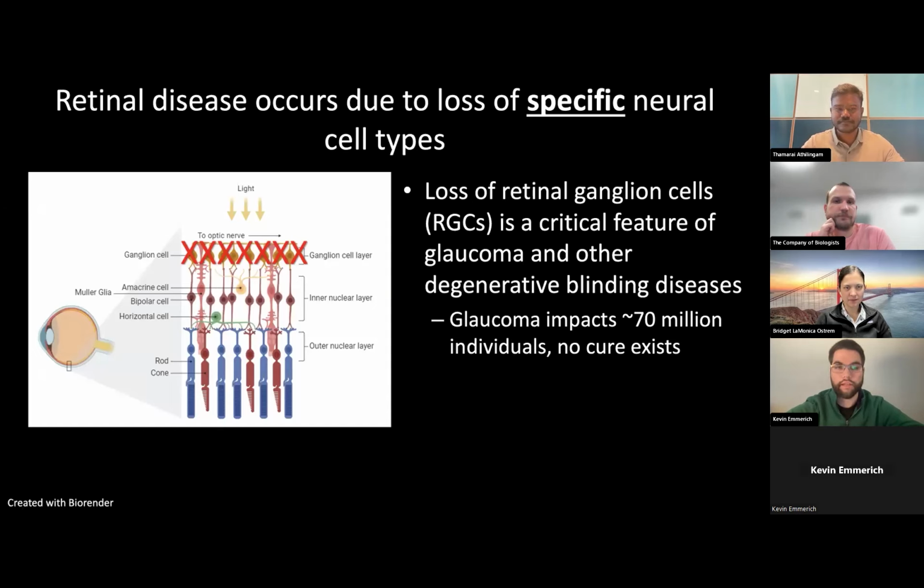Retinal diseases are typically neurodegenerative and usually occur due to the loss of specific cell types. So I outlined here the loss of retinal ganglion cells on the top of this diagram, which is a critical feature of glaucoma and some other diseases. Glaucoma alone affects 70 million individuals and doesn't have a cure. And there are also other diseases that are specific to other cell types, like the different photoreceptors.